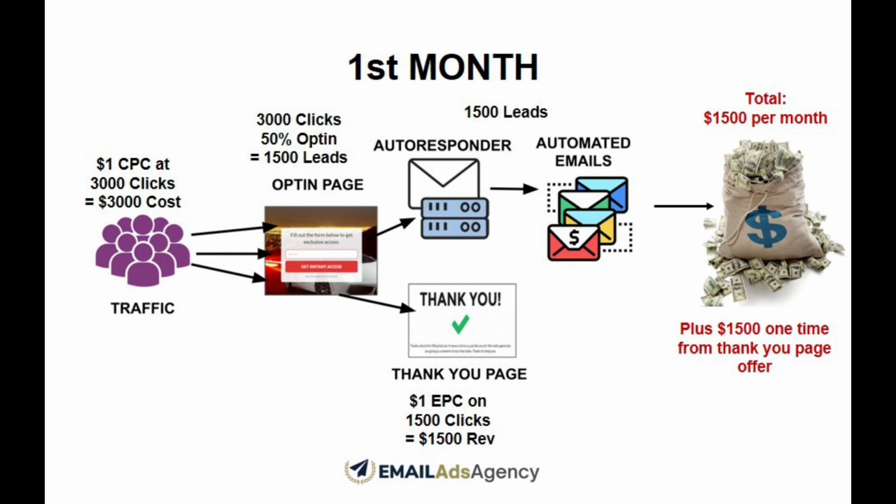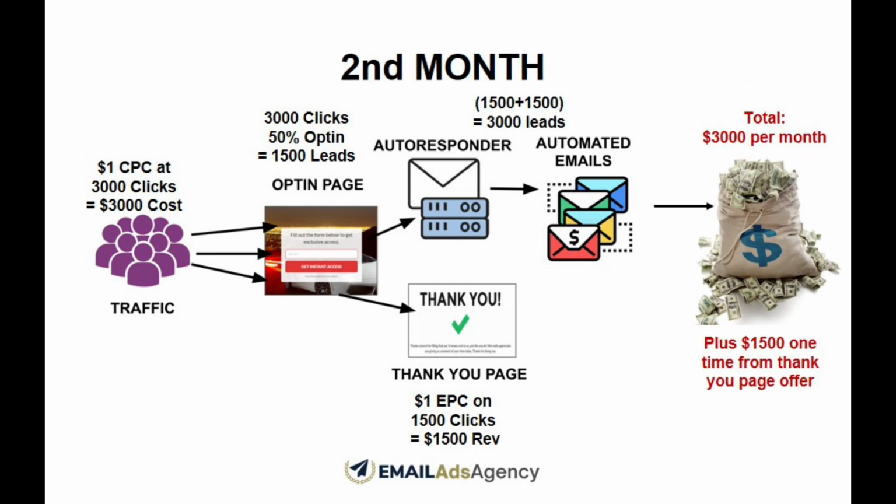So let's look at what happens during month two. In month two, we take the $3,000 that we earned during the first month and we reinvest it into traffic. So again, with the $3,000, we buy 3,000 clicks at a $1 CPC. We send those 3,000 clicks to our opt-in page, and again, at a 50% opt-in rate, we get 1,500 leads.